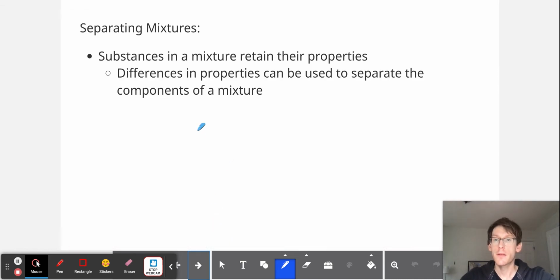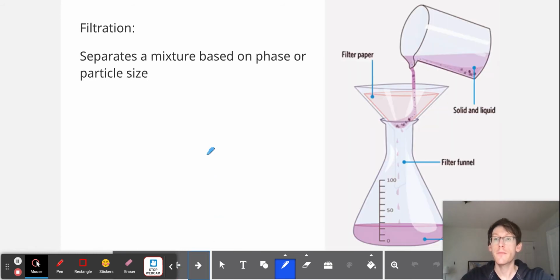Now, substances in mixtures, really important thing is that they retain the properties that they had as separate pure substances. And differences in the properties of these substances can be used to separate a mixture into its different components. For example, filtration. Filtration is used to separate a mixture based on either the size of the particles within it or the phase of matter.